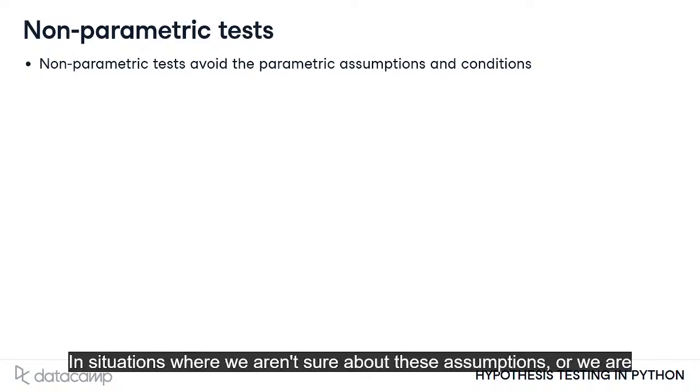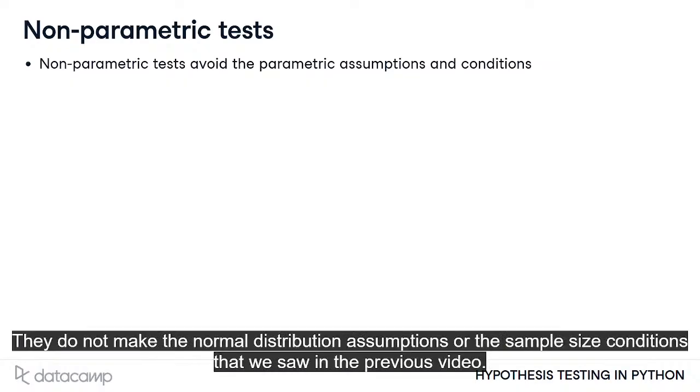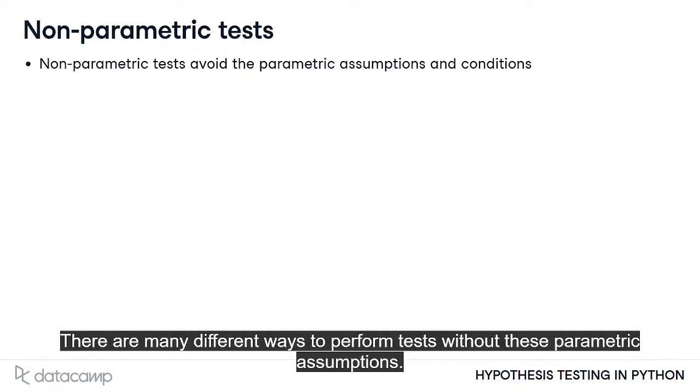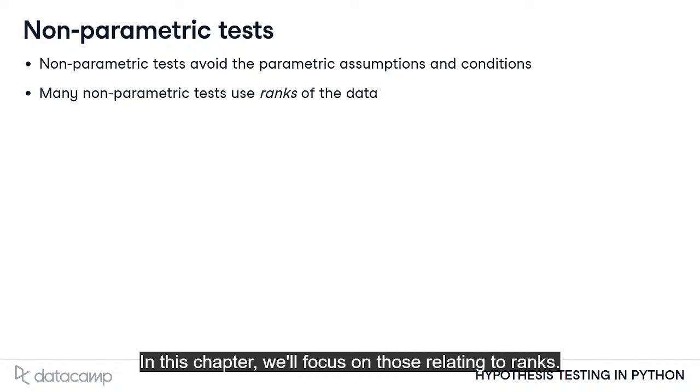In situations where we aren't sure about these assumptions, or we are certain that the assumptions aren't met, we can use non-parametric tests. They do not make the normal distribution assumptions or the sample size conditions that we saw in the previous video. There are many different ways to perform tests without these parametric assumptions. In this chapter, we'll focus on those relating to ranks.